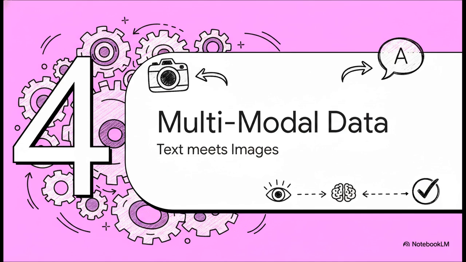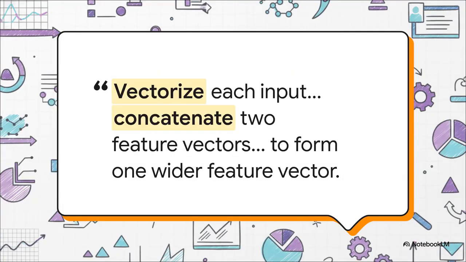Section 4. Handling complex multimodal data. Text meets images. Our fourth roadblock hits when your model's inputs aren't uniform. You're dealing with multimodal data, meaning you might need to process a photo and its descriptive text snippet at the exact same time.